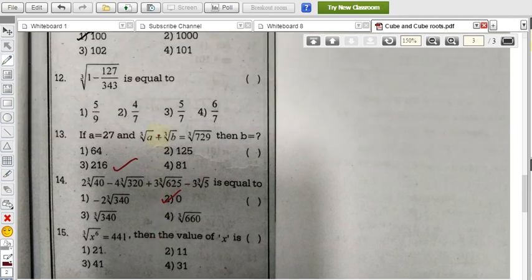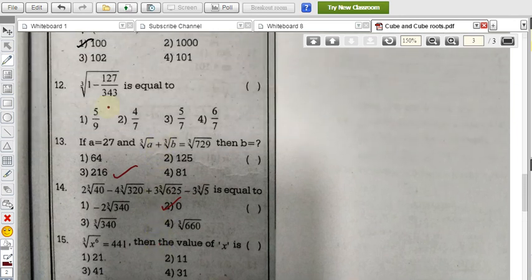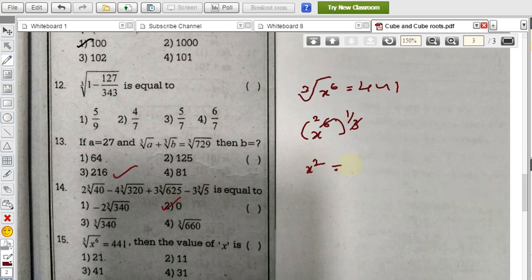The 15th one is given here. Cube root of x power 6 is equal to 441. These are directly substitution. Cube root of x to the power 6 is equal to 441. X to the power 6 cube root means whole to the power 1 by 3, because cube root is 1 by 3 power. Now 3 ones are 3, 3 twos are 6, so this x square is 441. Now x square is equal to 441, we can write 21 square, so x is equal to 21.